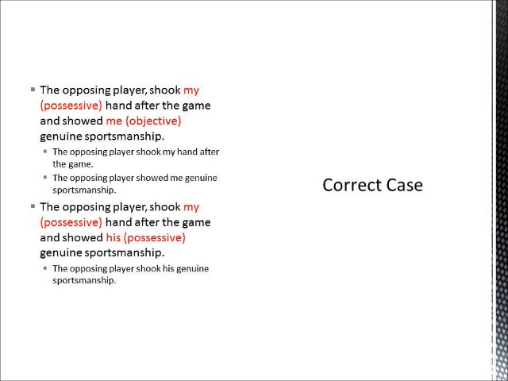One way to correct this sentence would be, the opposing player shook my hand after the game and showed me genuine sportsmanship, where my is showing possession and me is objective. Another way to correct this sentence would be, the opposing player shook my hand after the game and showed his genuine sportsmanship. Again, where my is showing possession and his is also showing possession, showing that he has genuine sportsmanship.